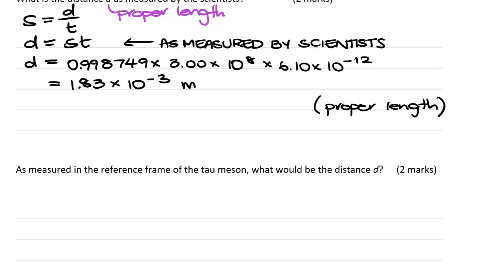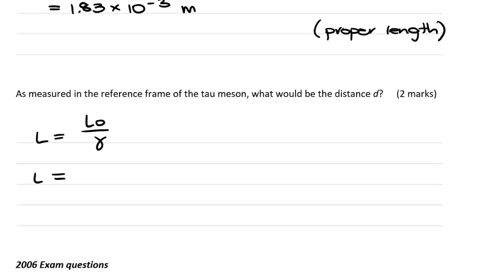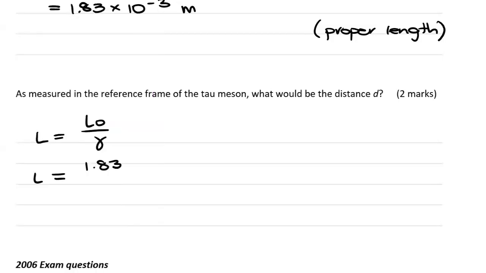Now, what is the distance d measured in the reference frame of the tau meson? So this is going to be that contracted length. From the meson's frame of reference, they're going to measure a smaller length that they need to traverse. Here's our length contraction formula that we've been dealing with. We need to put in the value of L0, so 1.83. Let's get a few extra decimals, so 277 instead.